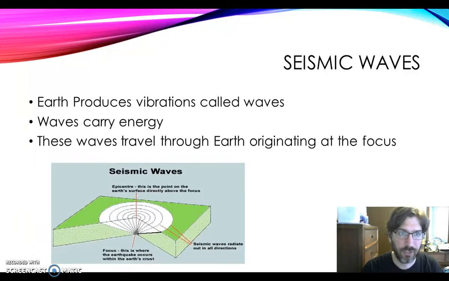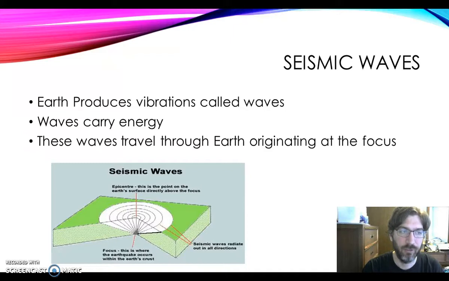So let's talk about seismic waves. Waves are just vibrations, and they propagate energy. That's all they do, is carry energy. They do not carry rock with them. They're not moving rock around. They are just vibrating rock. And if you vibrate rock enough, it starts to break, crack, bend, and you get all the other results from earthquakes. But this is just the energy that is traveling.